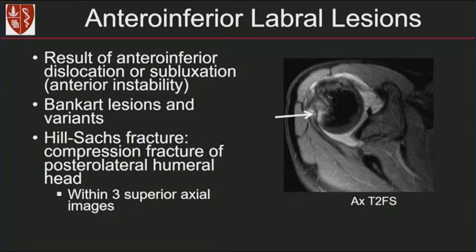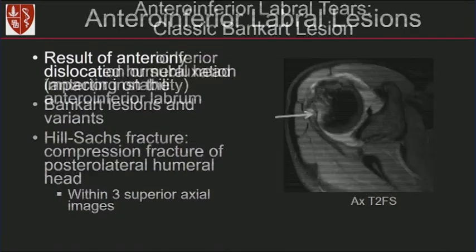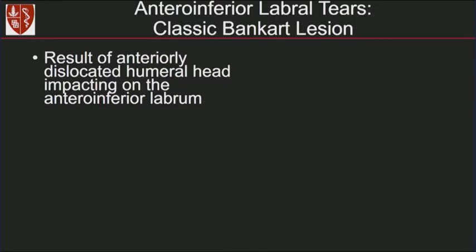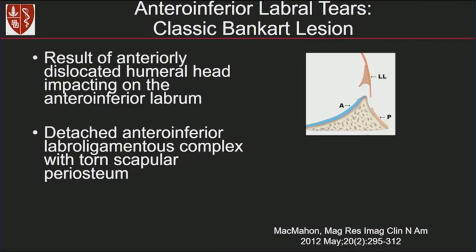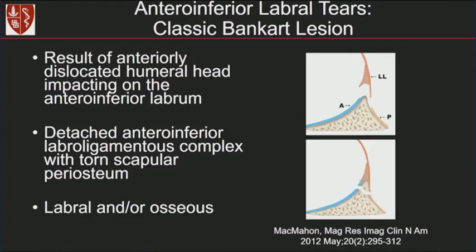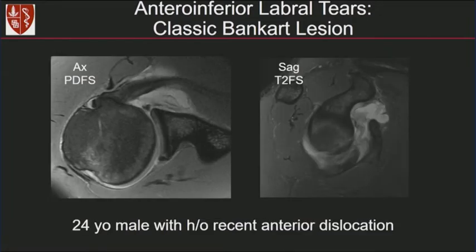And as Jeff said, it is diagnosed within the first three superior axial images. So here you can see a nice Hill-Sachs fracture with the marrow edema. The classic Bankart lesion is a result of an anteriorly dislocated humeral head impacting on the antero-inferior labrum. So we see a detached antero-inferior labral ligamentous complex, and the periosteum is torn. It can be purely labral, or it can avulse a piece of bone, and that would be an osseous Bankart.